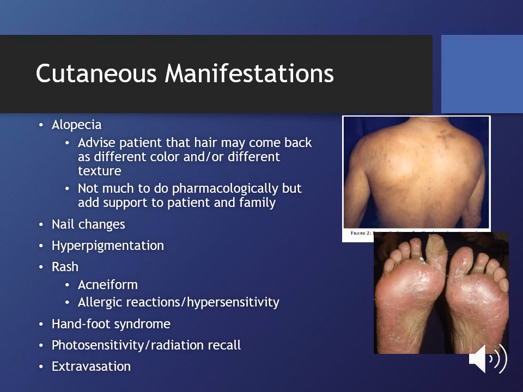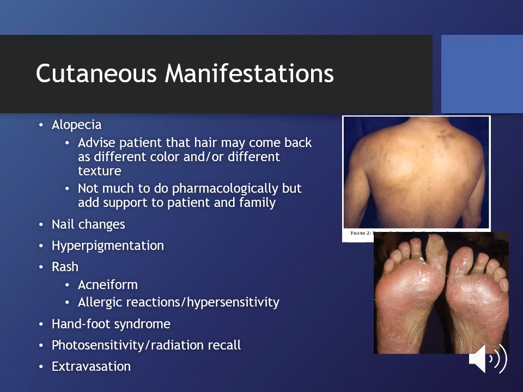Hyperpigmentation can be seen with drugs like capecitabine, and the diagram at the top of the slide is an example of what this hyperpigmentation may look like. Rash can be seen with some of the kinase inhibitors and drugs that target the epidermal growth factor receptors that are in the skin. We can also see rash related to allergic reactions or hypersensitivity reactions from some of the chemotherapy or monoclonal antibodies that are administered.